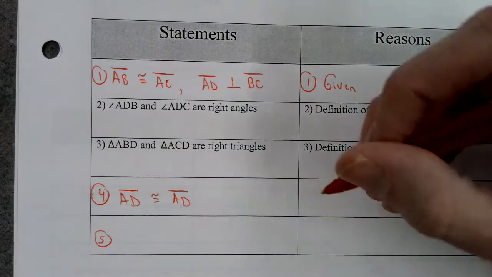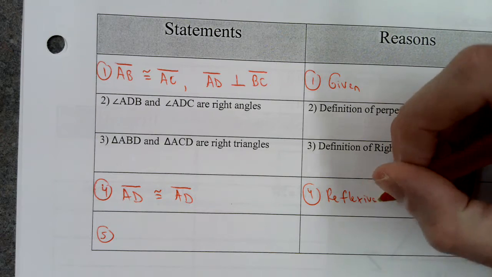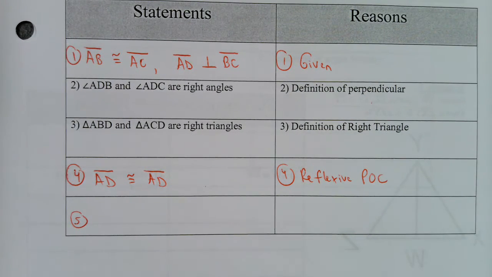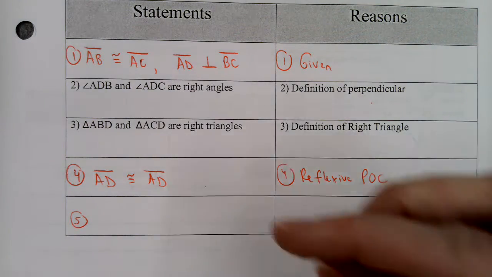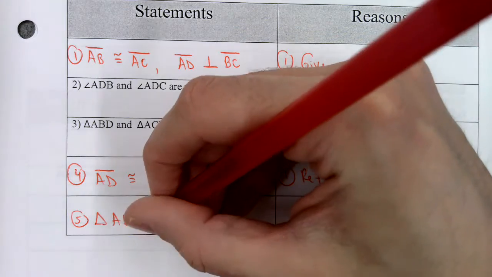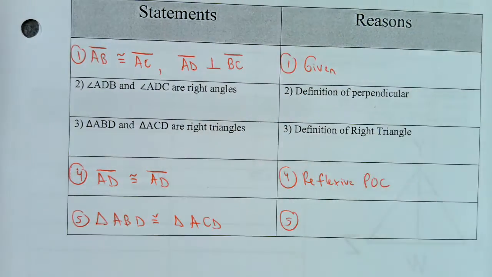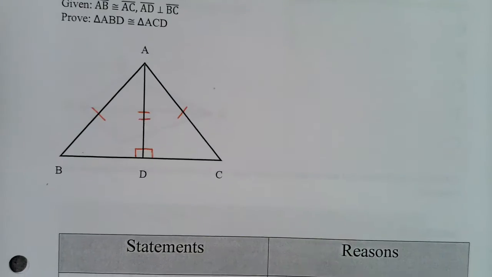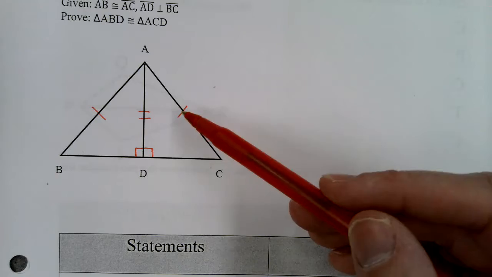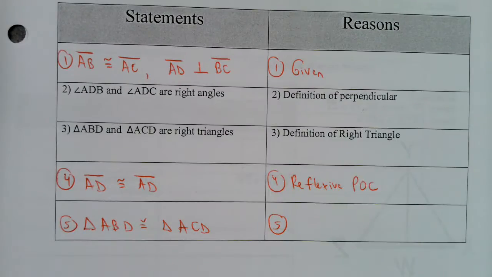AD is congruent to AD. That's the reflexive property of congruence. And we can now prove what it said above. We can prove that triangle ABD is congruent to triangle ACD. Why can we prove that? Well, we have the right angles and therefore the right triangles. We have this hypotenuse congruent to that hypotenuse, and this leg congruent to itself. So hypotenuse leg.